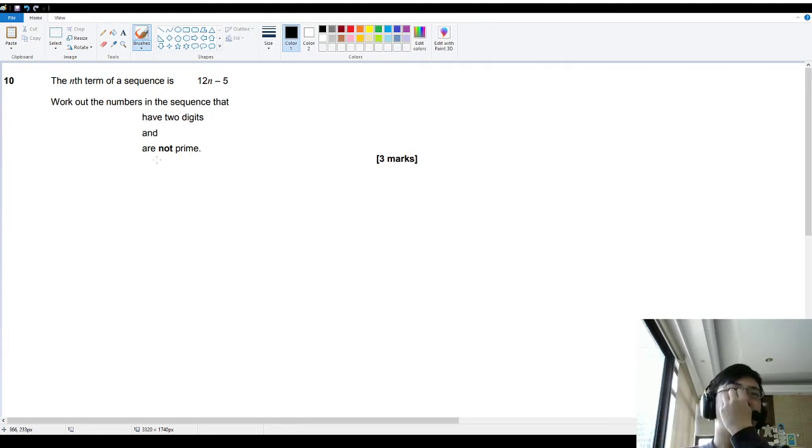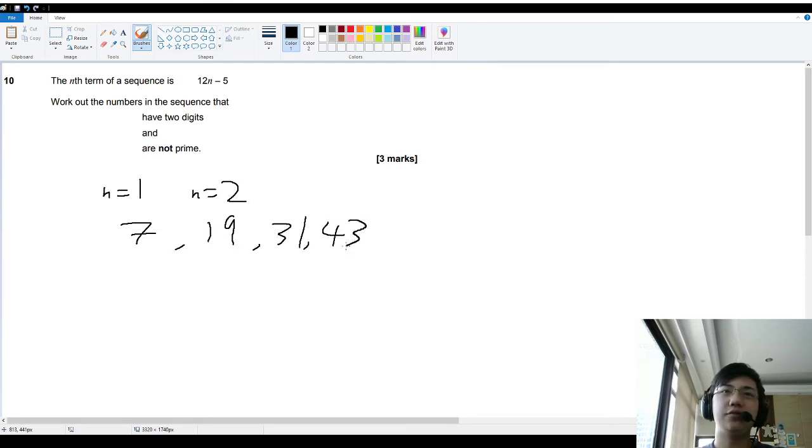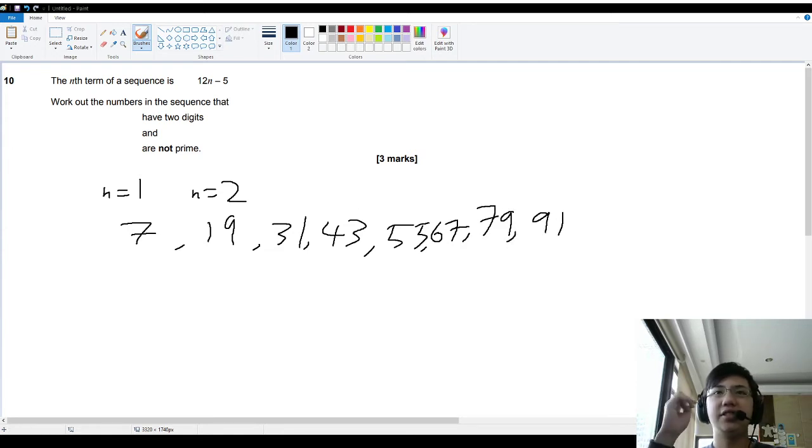So let's start with n equals 1, which gives us 7. Then n equals 2, which gives us 12 times 2 minus 5, which, if you calculate it correctly, is equal to 19, and so on and so forth. 31, 43, 55, 67, 79, and 91. The last value of the sequence below 100.